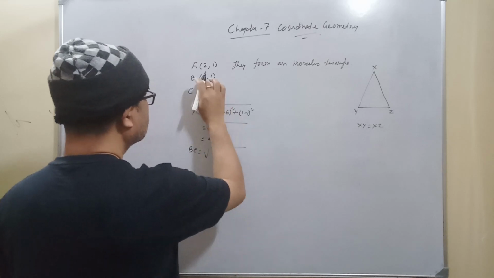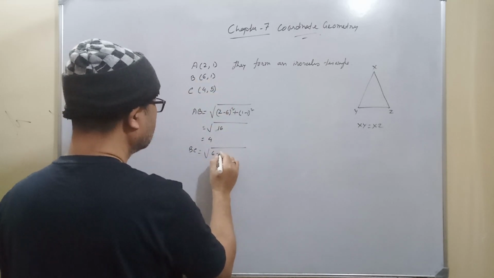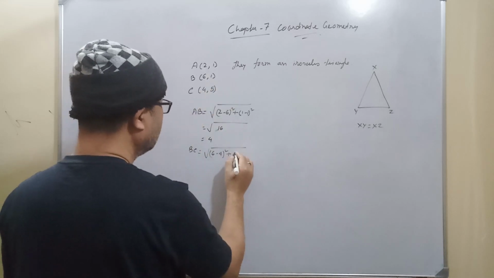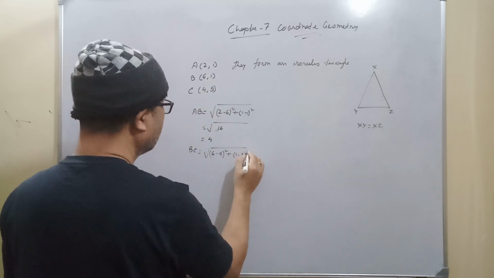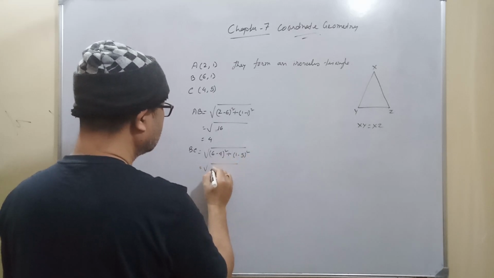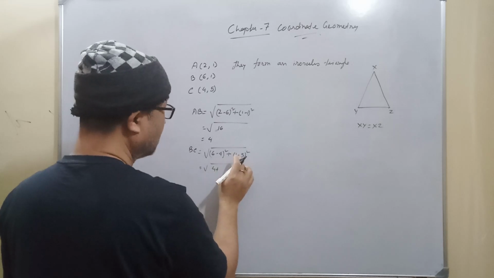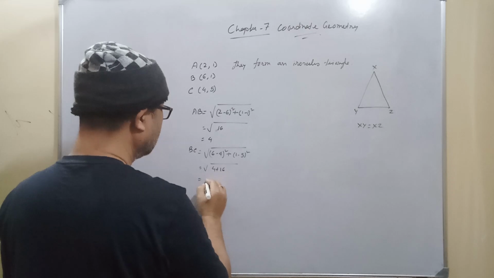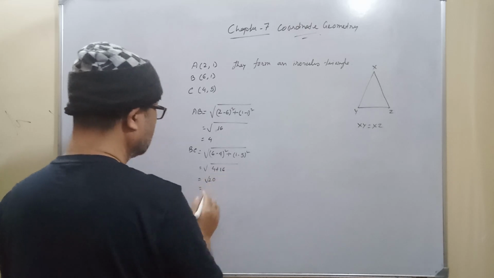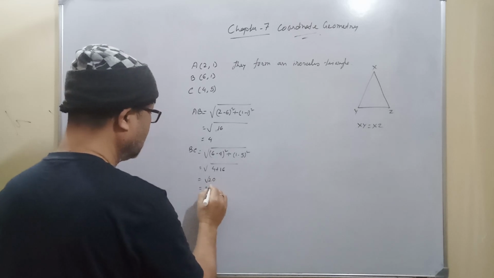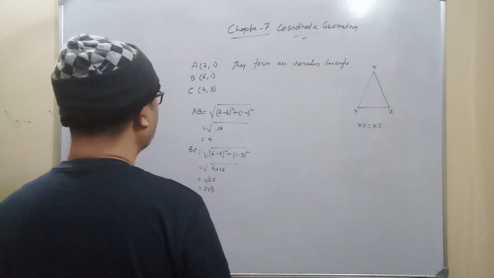BC is equal to square root of (6 minus 4) square plus (1 minus 5) square. That is, 6 minus 4 is 2, 2 square is 4; 1 minus 5 is minus 4, minus 4 square is 16. It is 20. So how much is it? It is 2 square root of 5.